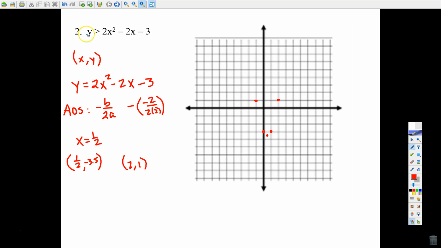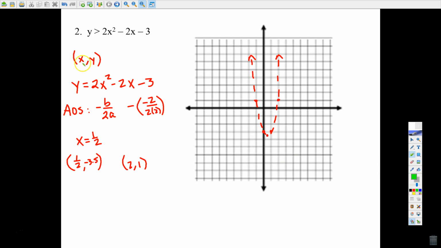Now I'm going to look at the inequality, and since it does not say or equal to, I'm going to do a dotted parabola. Once again, when you see x, y, like you do in this problem, you're coming up with ordered pairs, x and y, all of the ordered pairs that would make this true. And we're going to indicate those by shading.